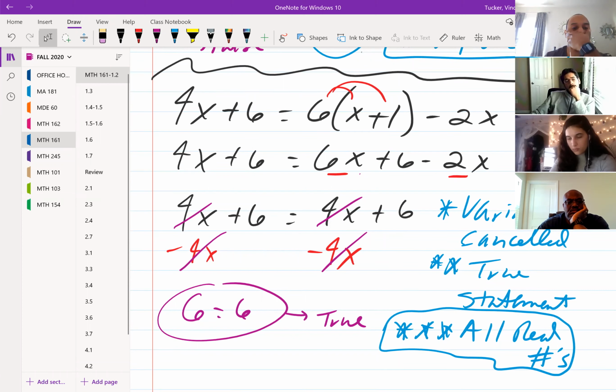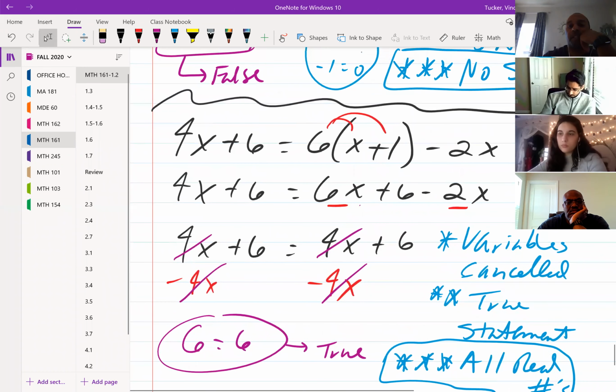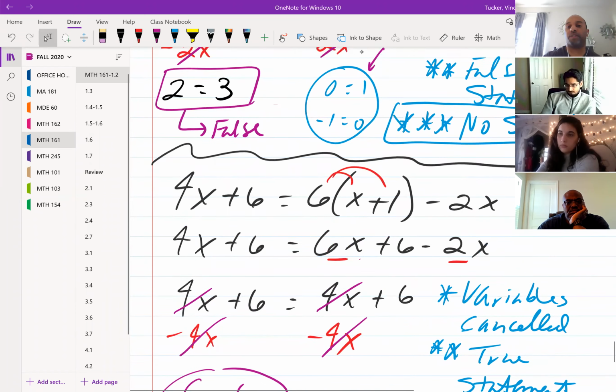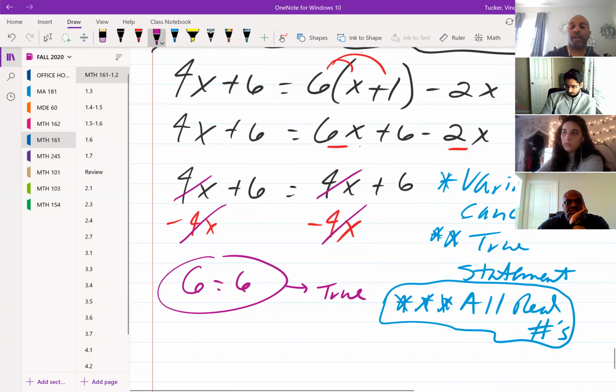Yes, sir. So when 6 equals 6, it's a true statement. Let's say it's 14 equals 14. That's a true statement. But when they're not equal to each other, that's when it's a false statement. Going back, because I know people have made this mistake in the past, once you get the statement of false or true, you don't write false or true. If it's false, your actual answer is no solution. If it's true, your answer is all real numbers.